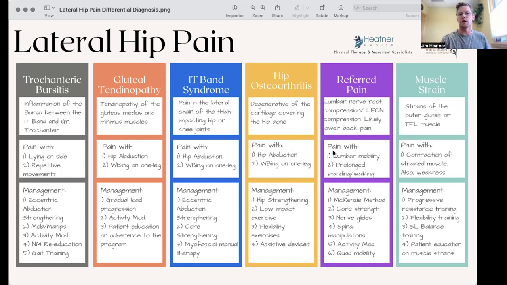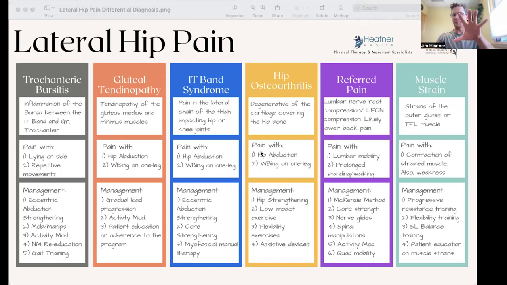With those, we're going to be looking at more of a McKenzie extension sort of protocol if it's coming from the lumbar nerve roots. Again, strengthening the extensors, the hip abductors, core strength, and nerve glides if we need to, for the referred pain category. But where I want to spend the bulk of time on this video is looking at the anatomy and the association of these different structures.